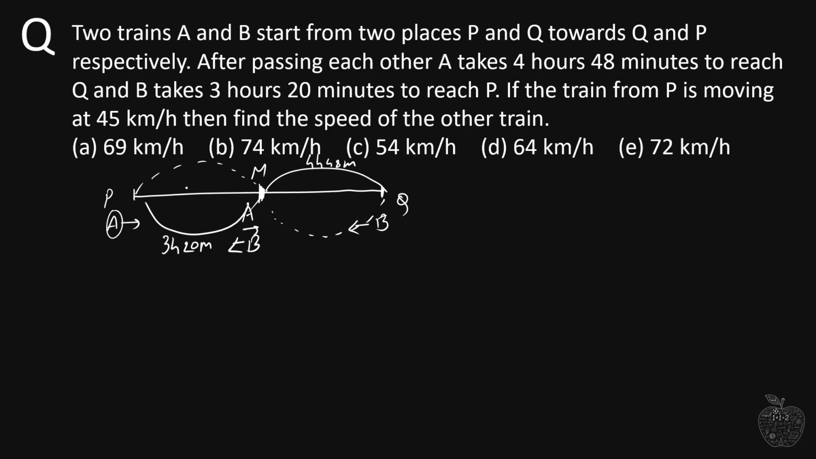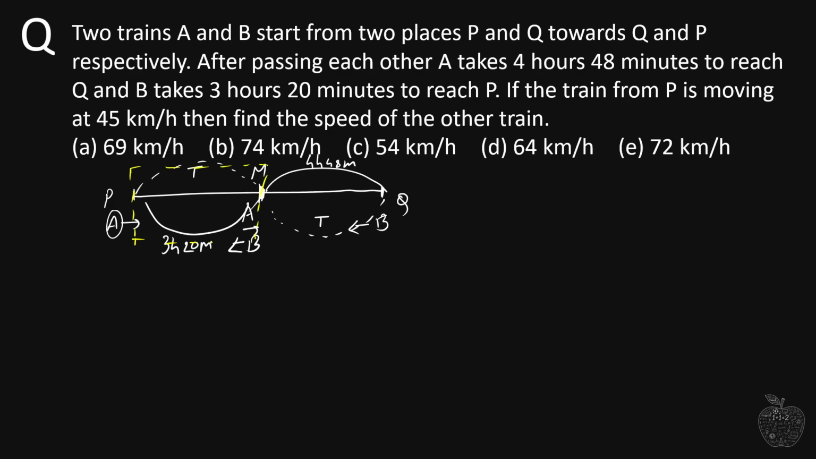Right? Both these times will be the same. So let's call this time t. Now let's divide this entire thing into two parts. The first part will be the distance between P and M.